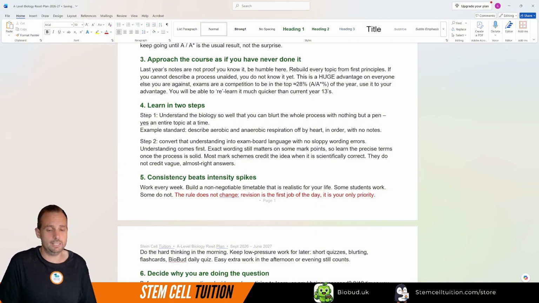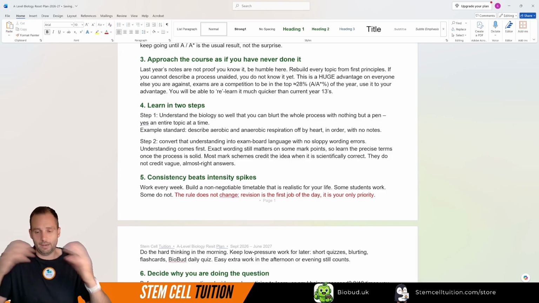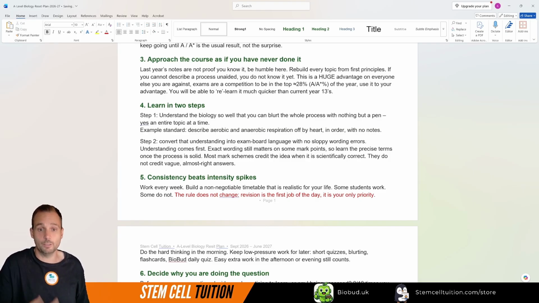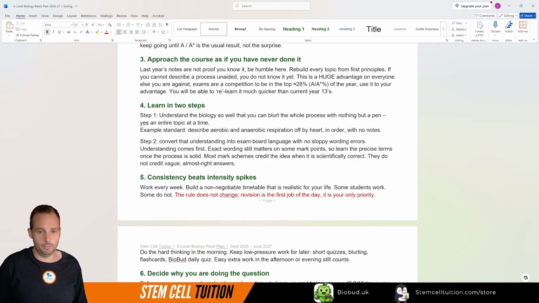The advantage for resitters is you'll do it so much faster than everyone else. You are at a massive advantage. You are in competition against everyone else in the country. Whatever marks everyone gets, the exam board are going to put the top 28%, whoever got the most marks, as the A's and A stars, regardless of their ability. So compete against them and use your advantage, which is you can relearn it much quicker.